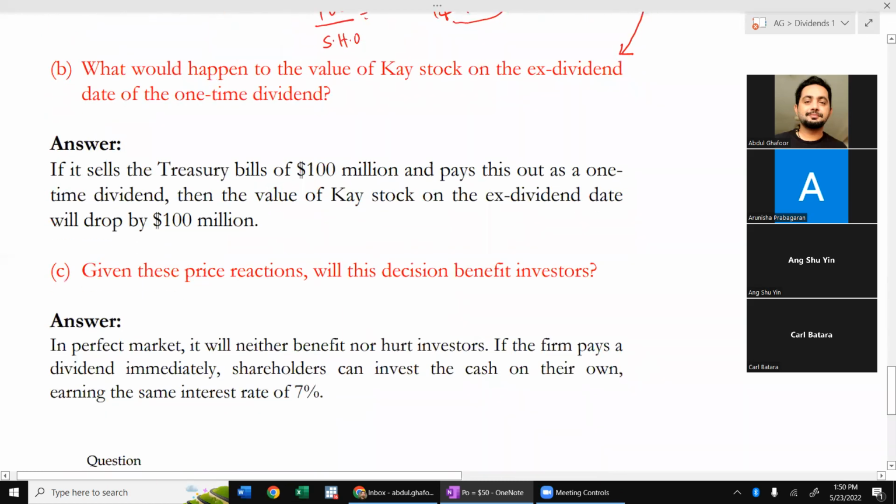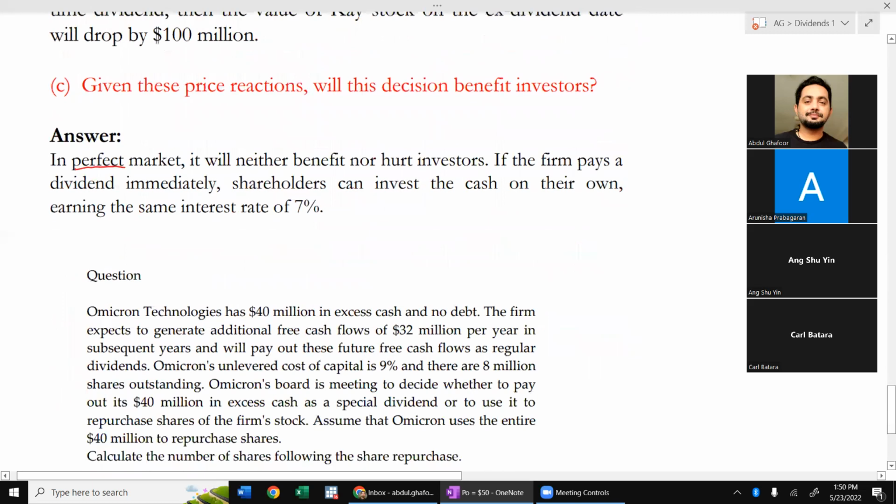Given this price reaction, will this decision benefit investors? In the perfect capital market, this is very important. In the perfect capital market, the investor is equally well off in both of these policies, whether the company does pay or does not pay the dividend. So investors' wealth will not change, it will remain the same. Okay, so this is the answer.